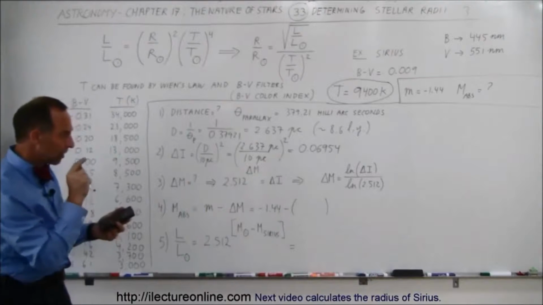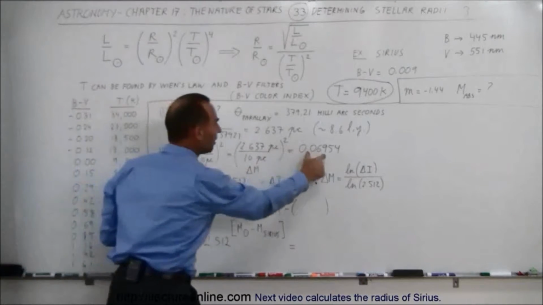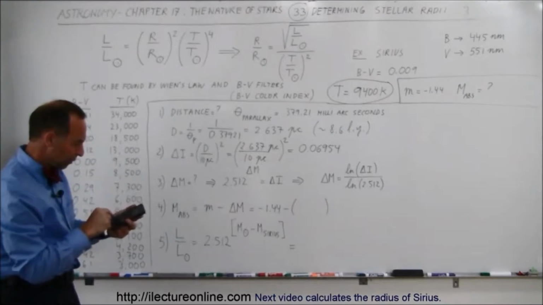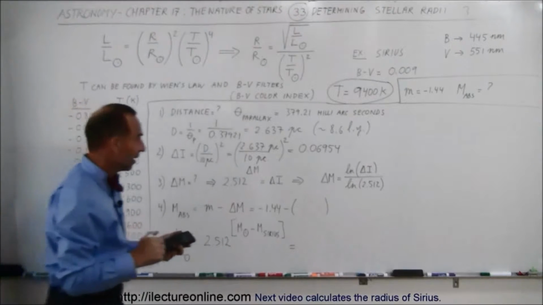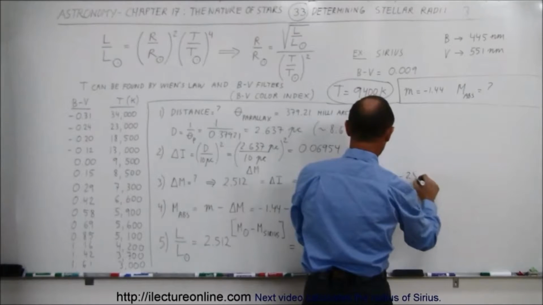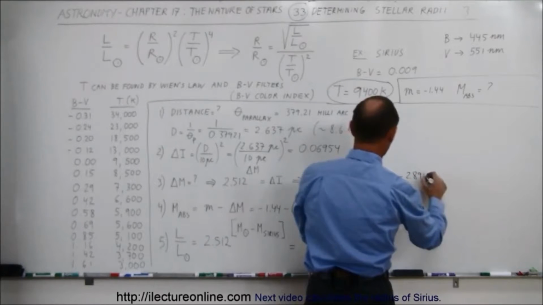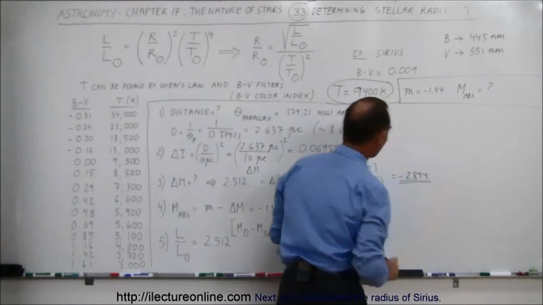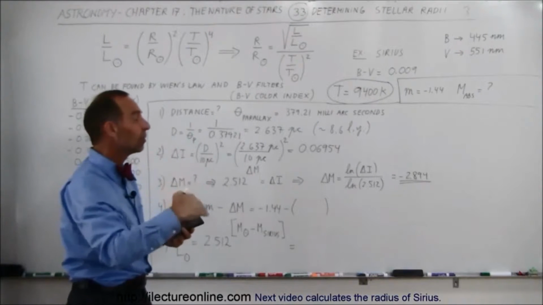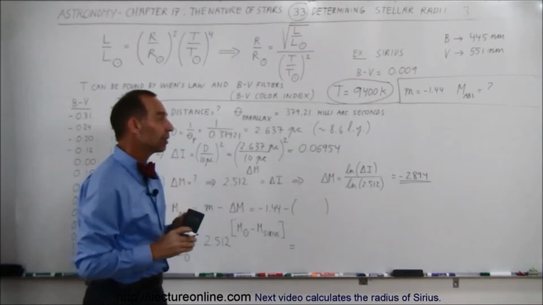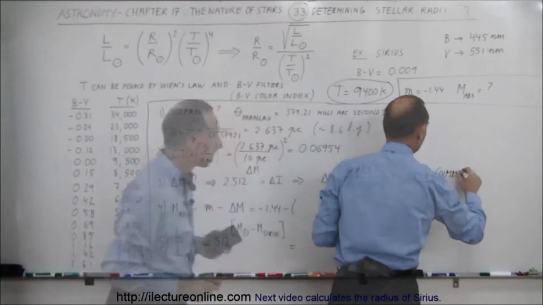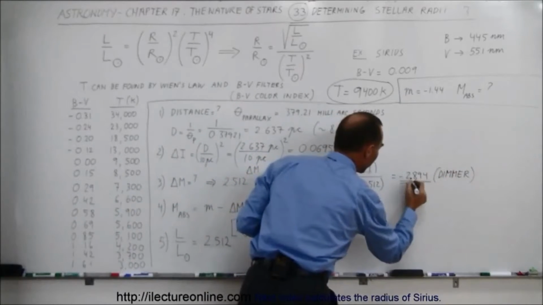So let's do that. We're going to take the natural log of the change in intensity, and we divide that by the natural log of 2.512, equals, and we get a change in the magnitude of minus 2.894. Okay, now we got to be careful here because it's actually dimmer. And of course, the change in magnitude as a positive number is dimmer, not a negative number. So we got to be careful here that we know that this is supposed to be dimmer, not brighter.